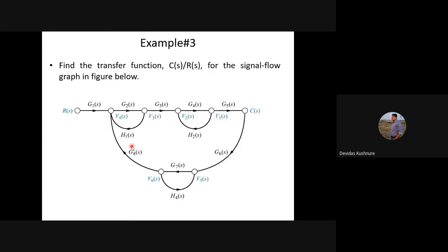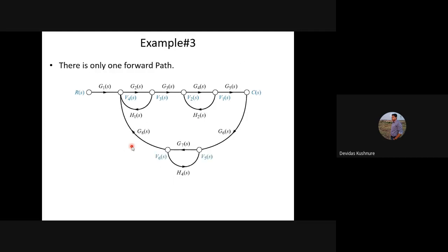Okay, this is one more example. You can see how many loops and how many forward paths there are. There is only one forward path, from R(s) to C(s). Otherwise, we do not have any forward path in the function. So you have only one forward path, G1, G2, G3, G4, G5.